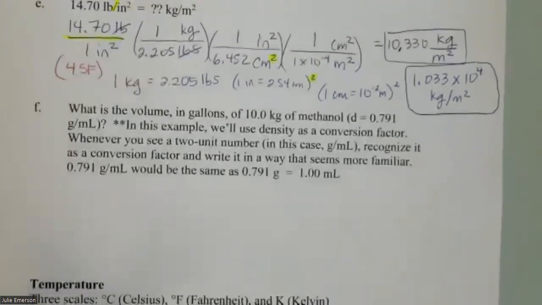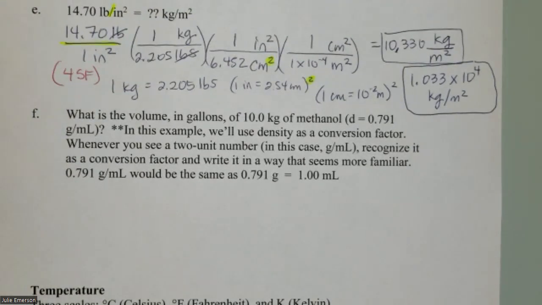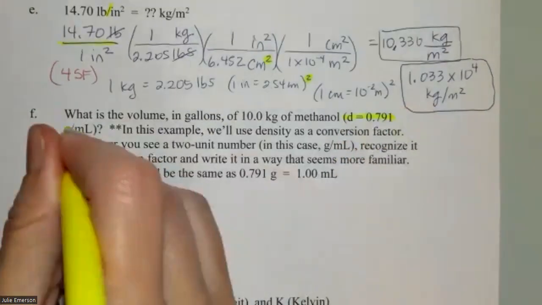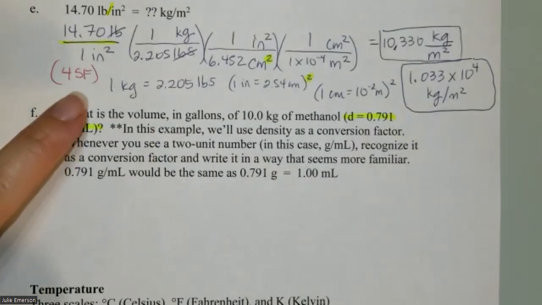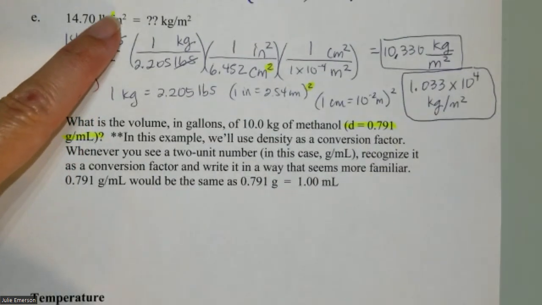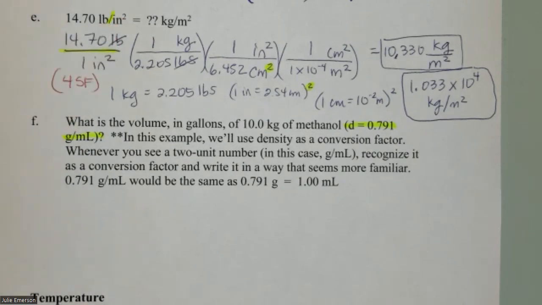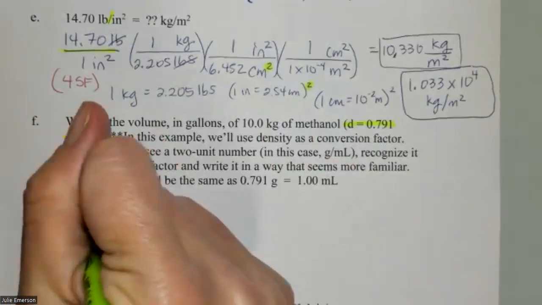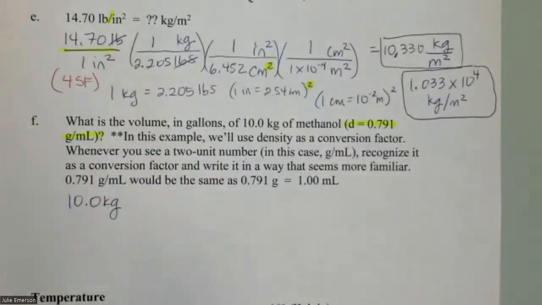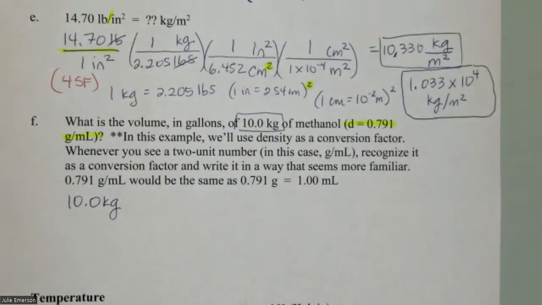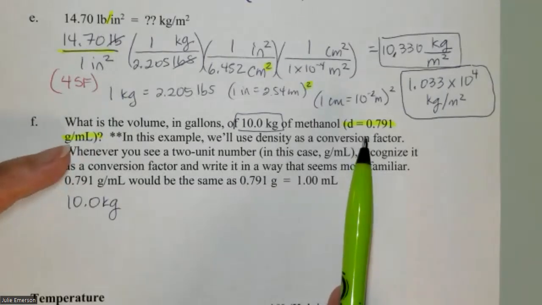And this one is going to use density as a conversion factor. So when we first talked about density, we were solving mass divided by volume. Now what happens here is density is going to be given to us as a conversion factor. And I want you to think about what we just talked about in the previous example. When you have that slash, that per, right? That's an equivalence line. It's really an equal sign. So the question says here, I've got 10.0 kilograms of methanol. And we want to know the volume that would be in gallons. Density is given in grams per milliliter.